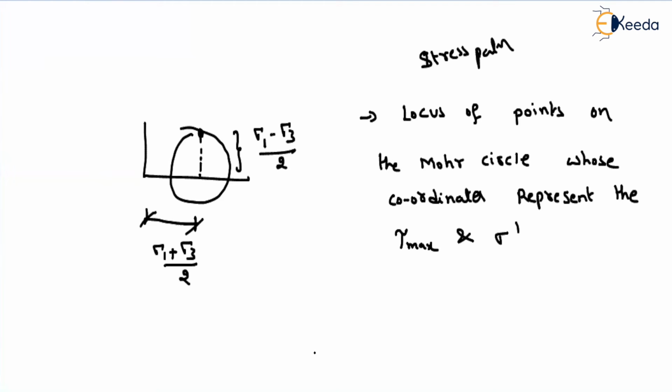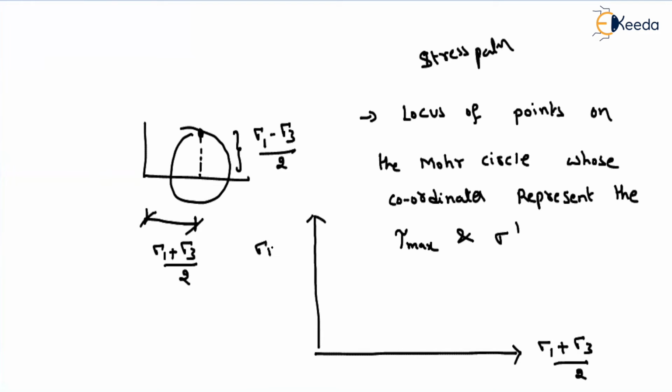Okay, then how will they look? Along the x-axis, what is the normal stress on the tau max plane? That is sigma 1 plus sigma 3 by 2. And along the y-axis, we represent sigma 1 minus sigma 3 by 2. If I join all those points, it will be a linear line. For one circle A, for another circle B, C, D, E, F, like that. If we join all those points, this is called a stress path.